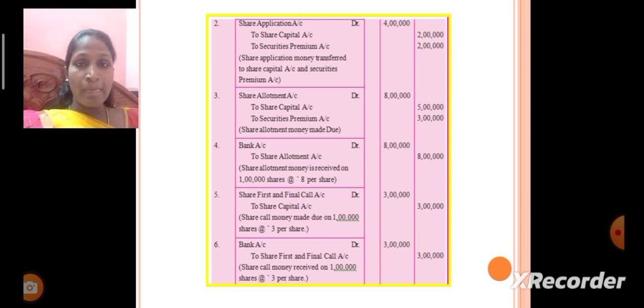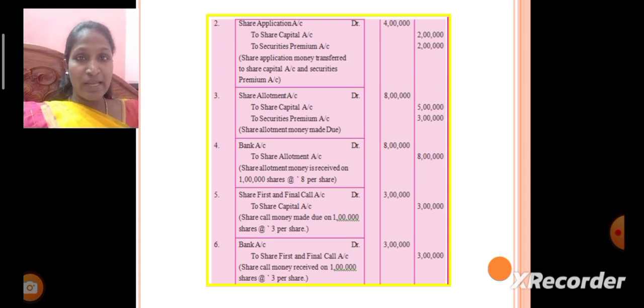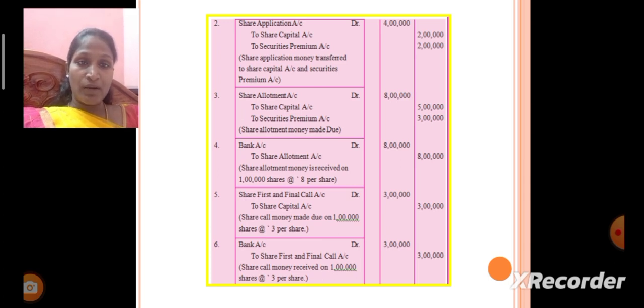For receiving the application money, the company will transfer the money to share capital. So the entry is share application account debit to share capital to securities premium. The third entry is the due entry, allotment money due entry along with the securities premium. Share allotment account debit to share capital account to securities premium. The fourth entry is for receiving allotment money, bank account debit to share allotment account, 1 lakh shares into allotment money rupees 8, 8 lakh.